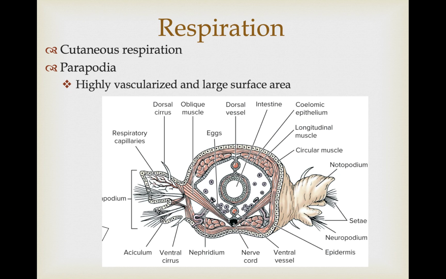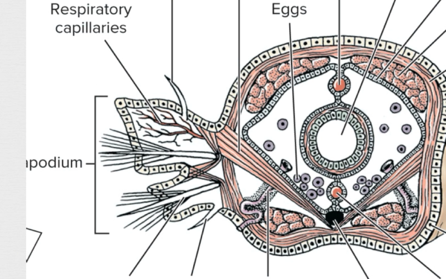Respiration is accomplished in several ways. Again, these are fairly good animals as far as having a large surface area to volume ratio, so there's quite a bit of cutaneous respiration of the aquatic forms that stay wet, and even the terrestrial forms that are generally restricted to wet environments, moist soils. The parapodia themselves are large fleshy extensions that clearly are highly vascularized as well, so they also serve as respiratory surfaces.